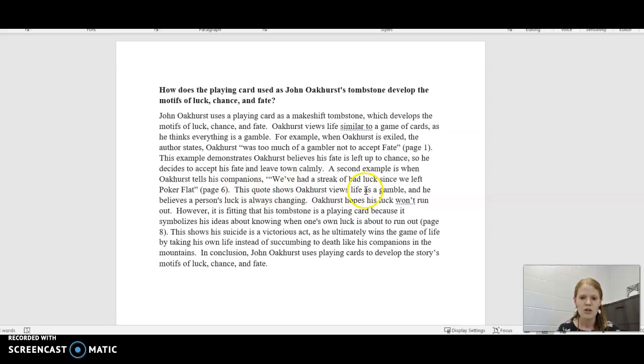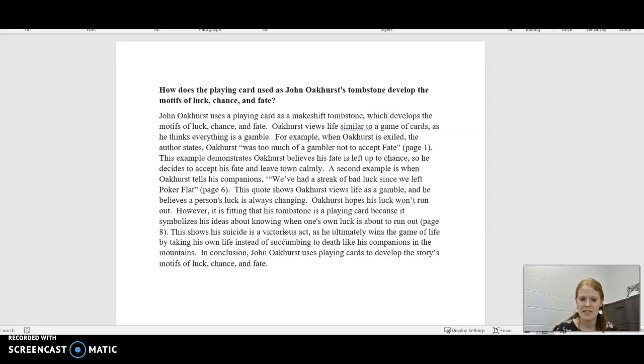This quote shows Oakhurst views life as a gamble, and he believes a person's luck is always changing. Oakhurst hopes his luck won't run out. So again, this example is tied clearly back to luck, right? Which is what that question is asking you about. And then, guys, what I want you guys to do for your third example, or at least one of your examples, I want you to sum it up in your own words, like paraphrase the example, and then explain what it shows about your argument.